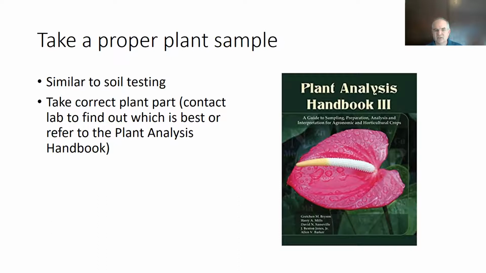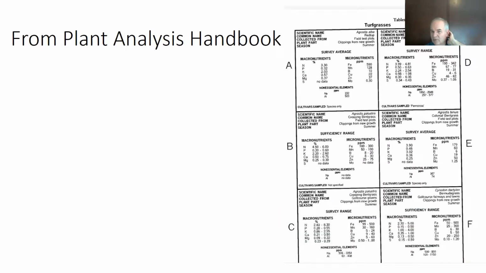So again, we need to ask those questions. So here's an example inside that plant analysis handbook. Here are some different grasses, and these values are kind of what's normal. This is published by a guy who ran a lab, and he's collected tons and tons of data and published it, showing you what's typical. That can be helpful information.